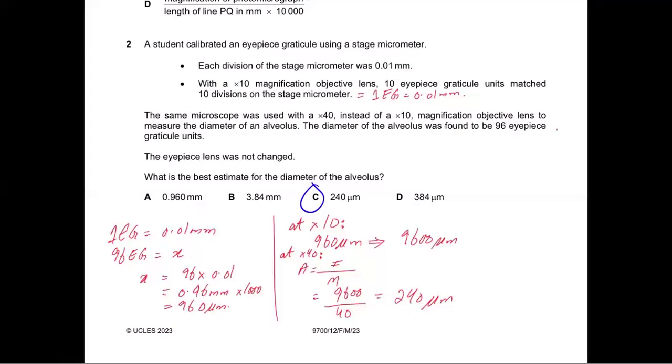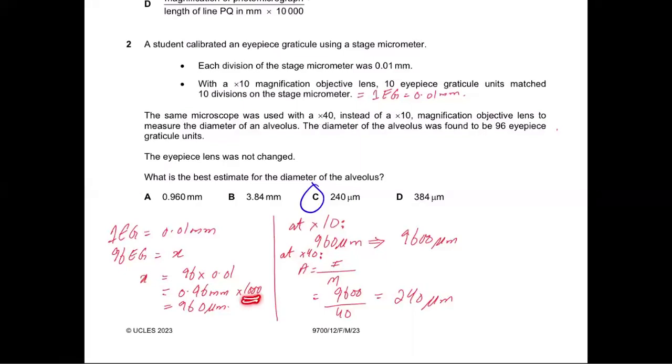The same microscope was used with a 40x lens instead of the 10x objective lens to measure the diameter of an alveolus. The diameter of the alveolus is found to be 96 graticule units. The eyepiece reticule was not changed. The best estimate for the diameter of the alveolus is, now what we will do, we know the scale, one graticule unit is equal to 0.01 millimeter. We'll calculate it for the 96 graticule units. You just cross multiply, you get the value of x. X is by multiplying 96 by 0.01. We get the answer of 0.96 millimeter.